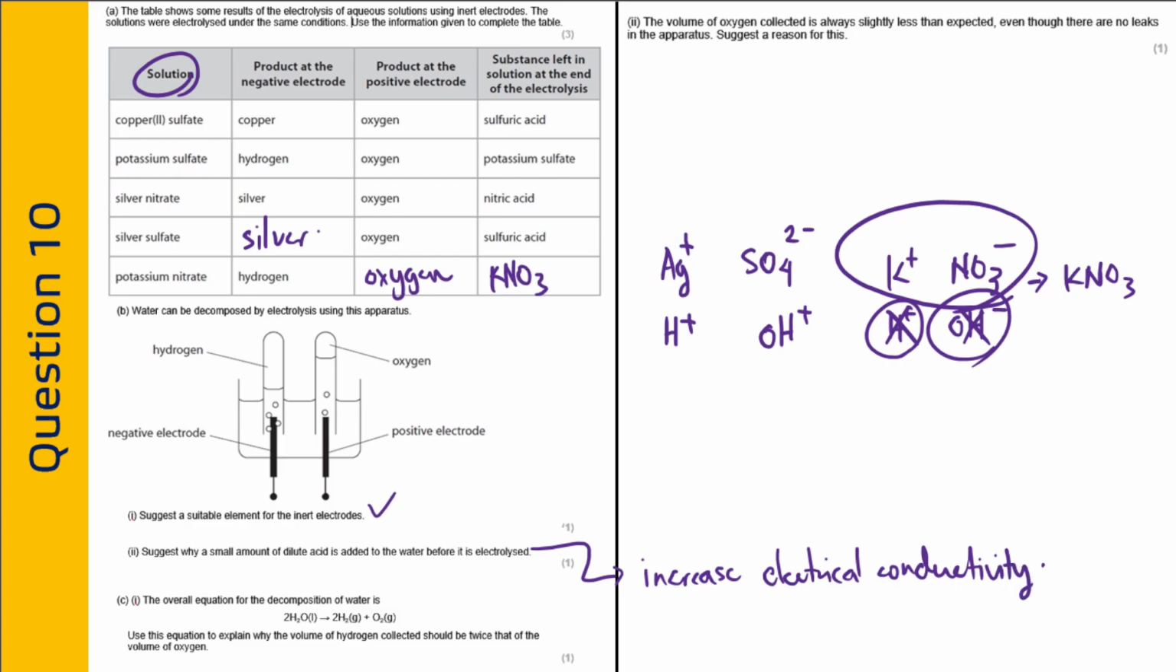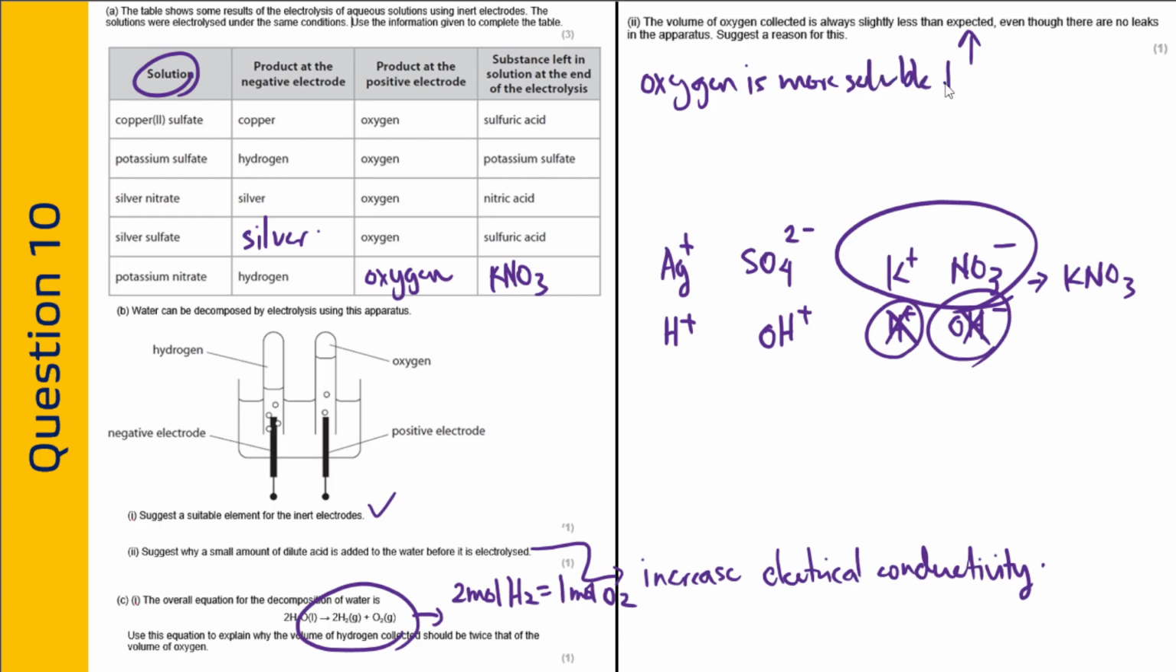Use this equation to explain why the volume of hydrogen collected should be twice that of the volume of oxygen. From this equation, you can see that 2 moles of H2 equals 1 mole of oxygen, meaning that the volume of hydrogen will be twice. Now this question is quite experimental. It says that the volume of oxygen is always less than expected, although you do not have any leaks. Why? As I said in my lecture, it's because oxygen is more soluble than hydrogen in water, and that's why it's slightly less than expected.